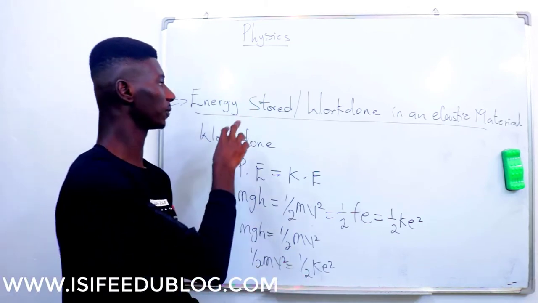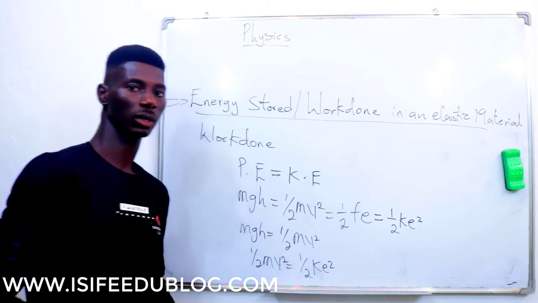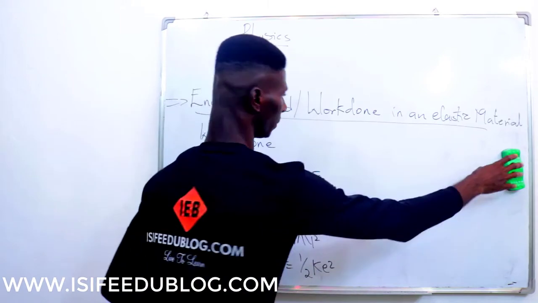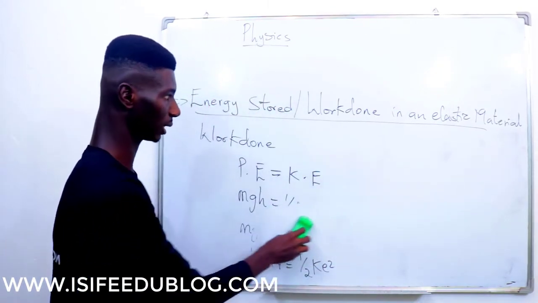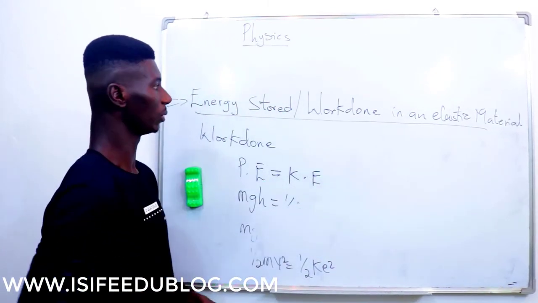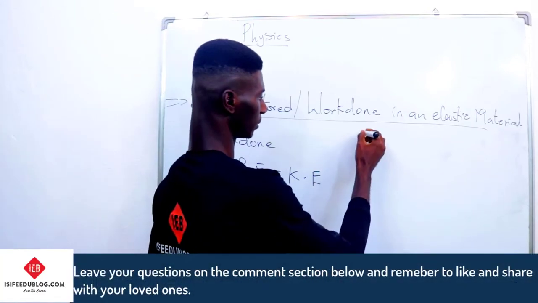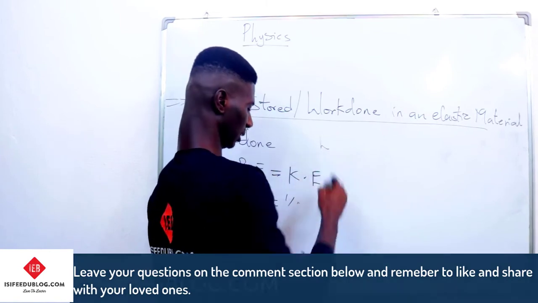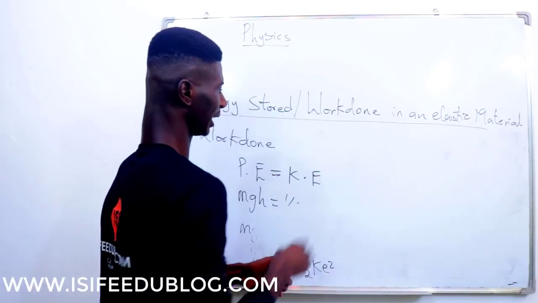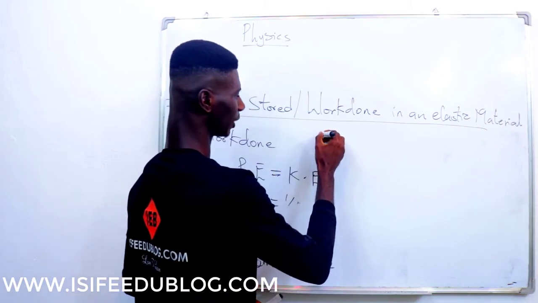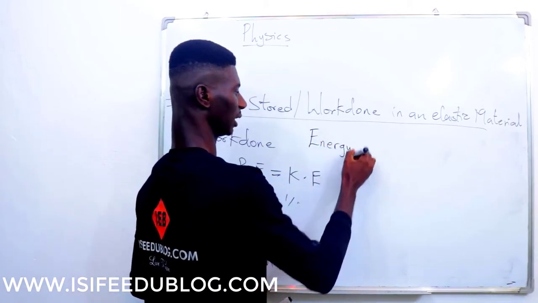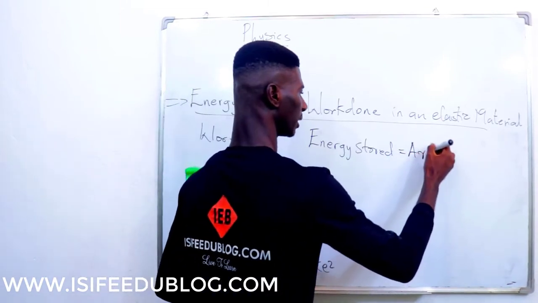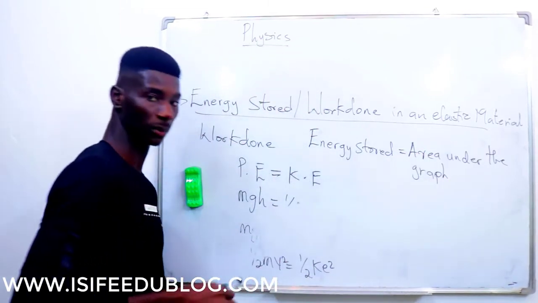Now the last part of energy stored in an elastic material we are going to treat now is in terms of graph. This one is not all that popular, and the questions on this normally come once in a blue moon. Now if you are plotting, first of all know that energy stored in an elastic material is equal to the area under the graph. Energy stored is equal to area under the graph. Please note this, very important.